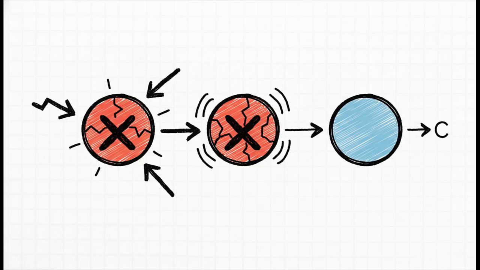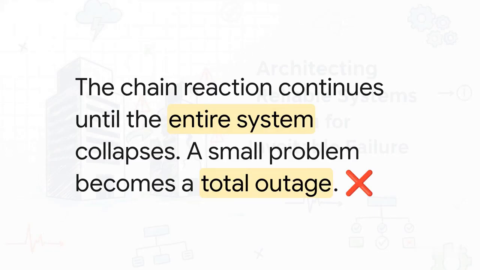So now it fails. And you can probably guess what happens next. The load shifts again, it hammers service C, and boom. The entire system just collapses. One tiny, isolated problem just caused a total, catastrophic outage. That is a cascading failure.